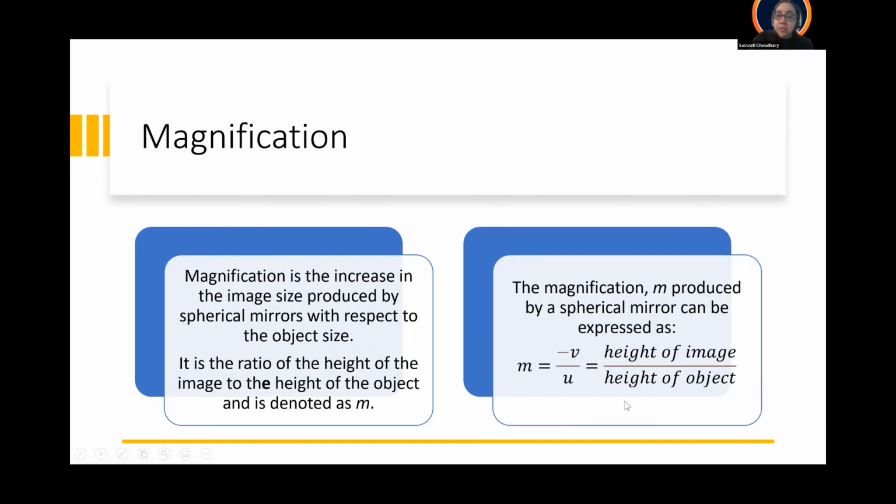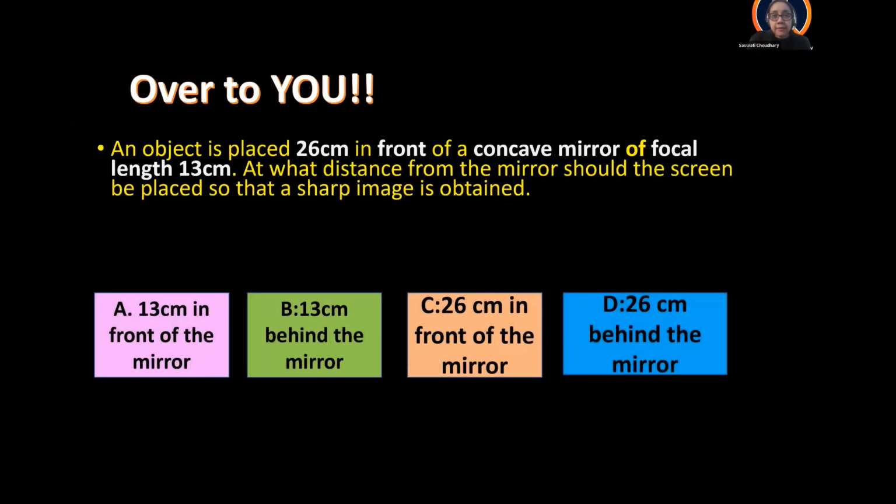And magnification has a mathematical formula as minus of v by u, where v is the image distance, u is the object distance. Now magnification can also be calculated if you know the height of the image and the height of the object. So this is the formula, that is height of the image by height of the object.